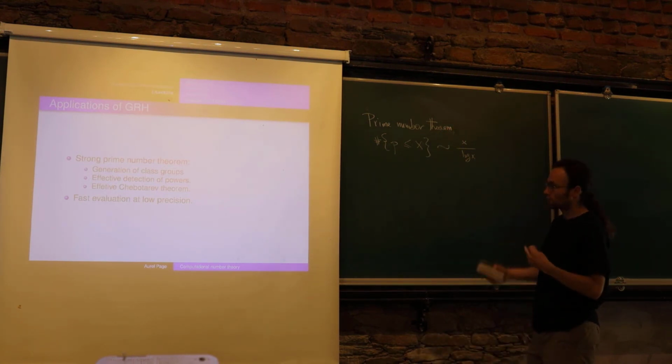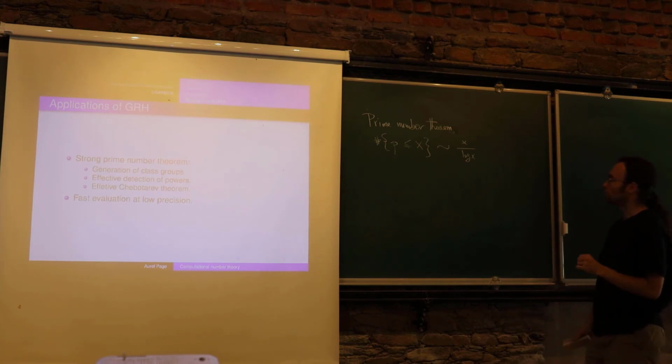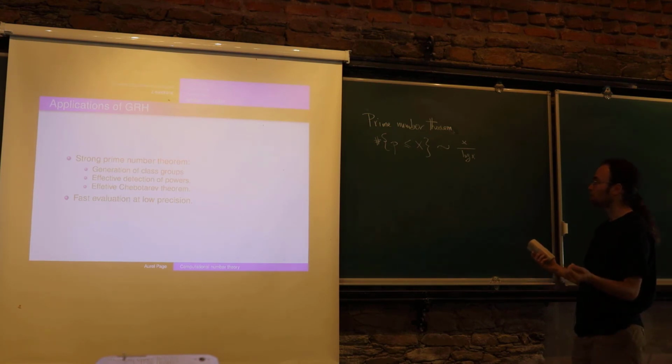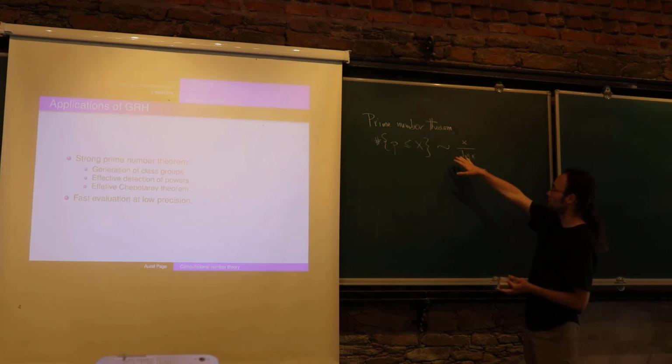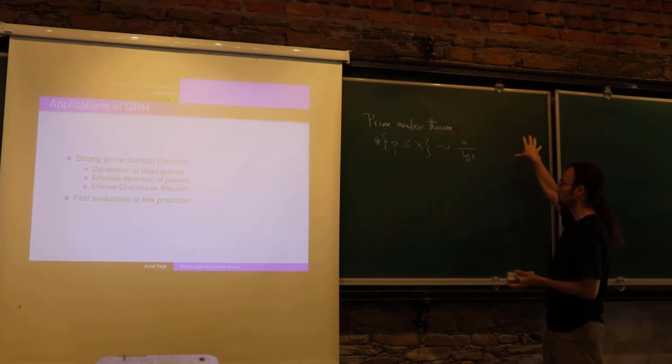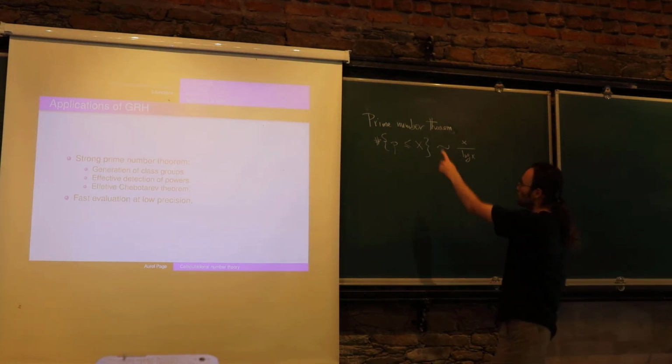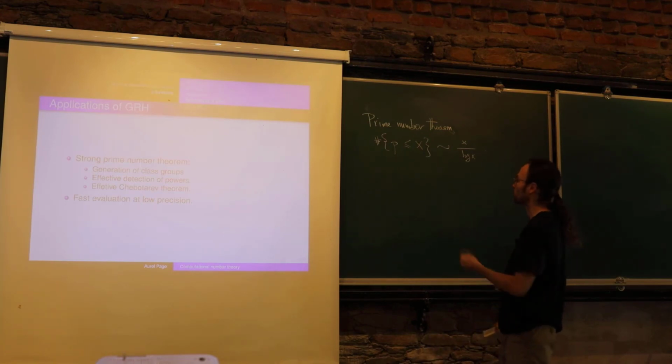And there's a version of this that you obtain from L functions. If you assume the Riemann hypothesis, you get a very strong version of this, in the sense that the remainder term will be very small. So how does it work? How does this relate to L functions?